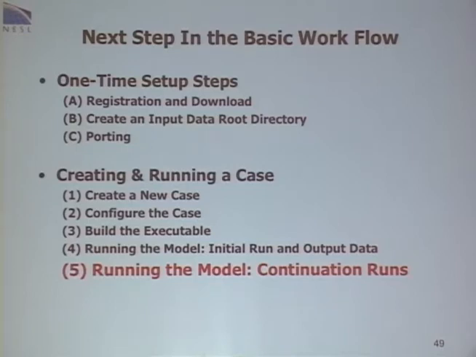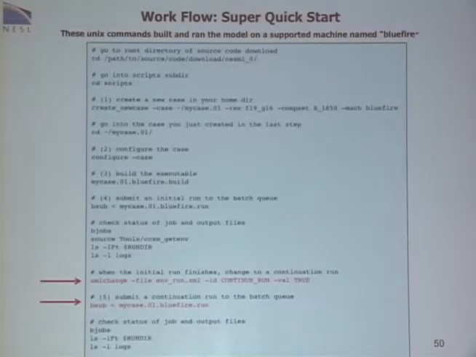So if you do an initial run and you find that the data is okay, it's doing what you want, it's not crashing, then you want to do a longer continuation run to do your actual experiment. So what you're going to do is change env_run. You can set continue run to true. What that will do is, the next time the model is run, instead of starting from scratch, it will look for the data produced by a previous run, and it will use that to continue for however long you've told it to run for. And then you just resubmit it the same way as you did the first time.